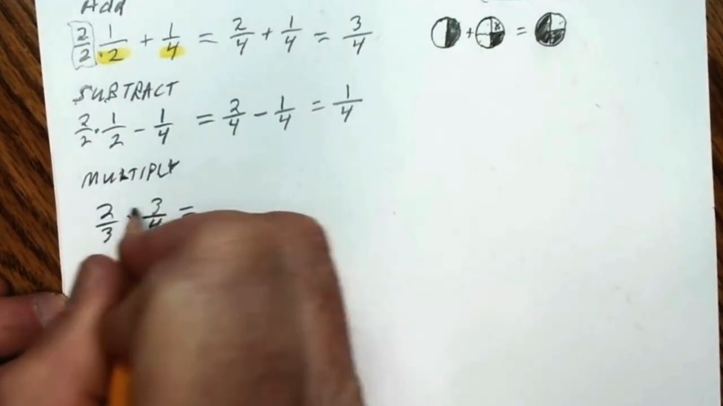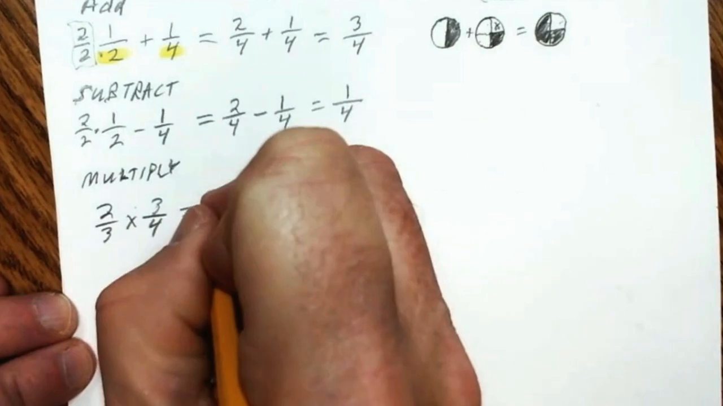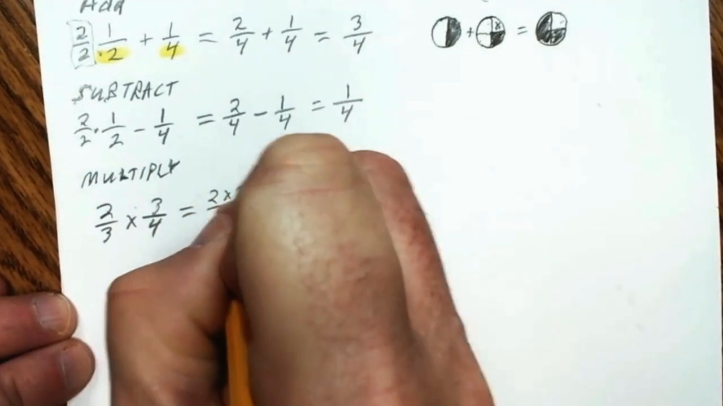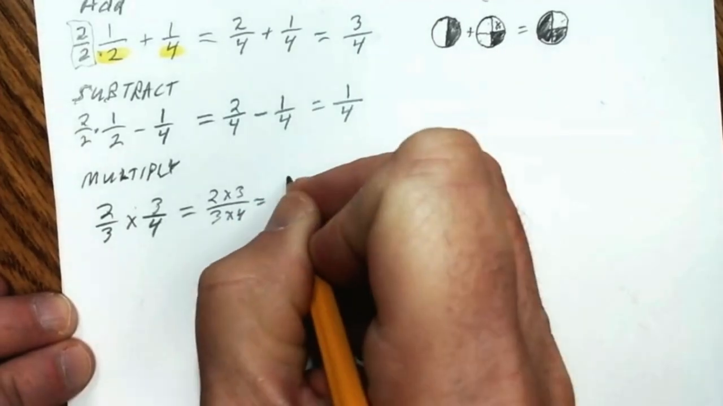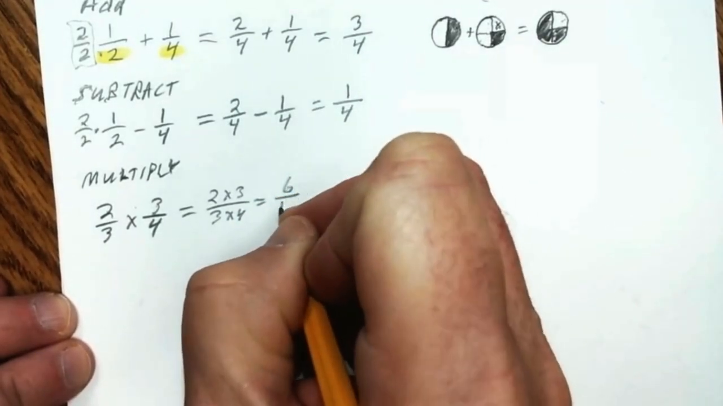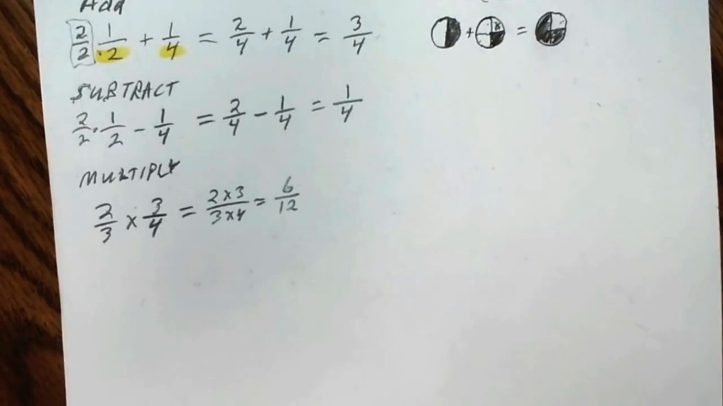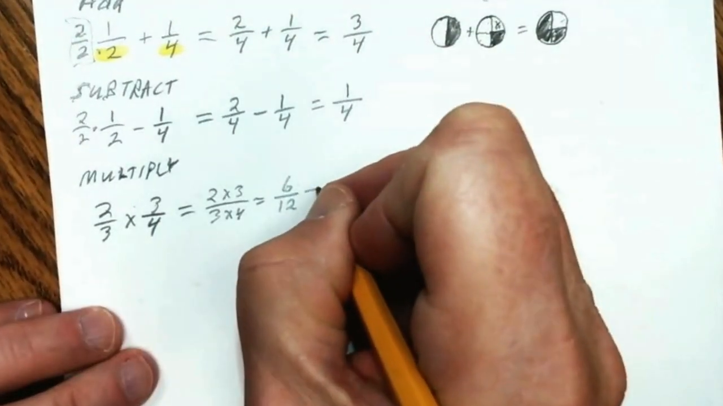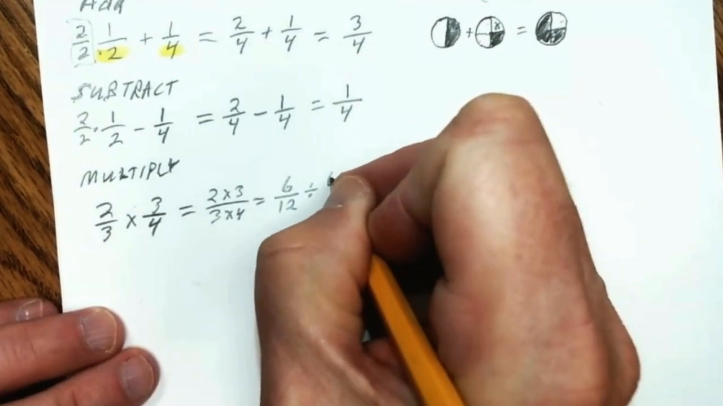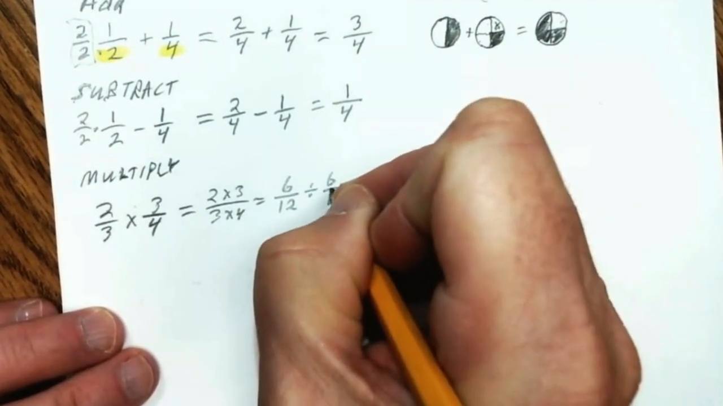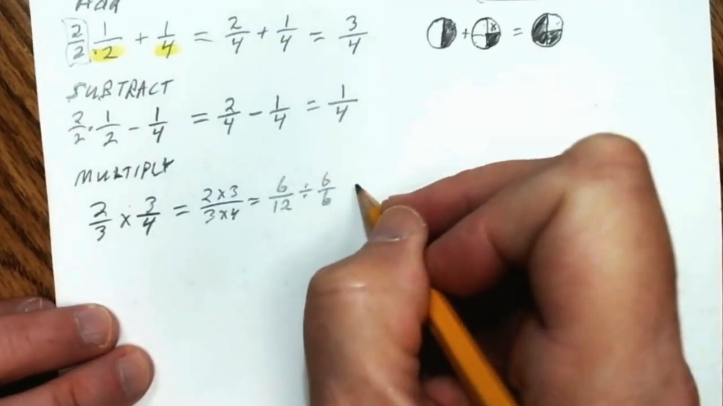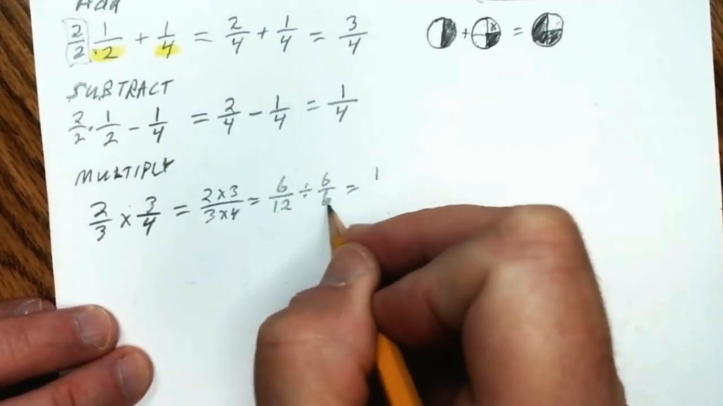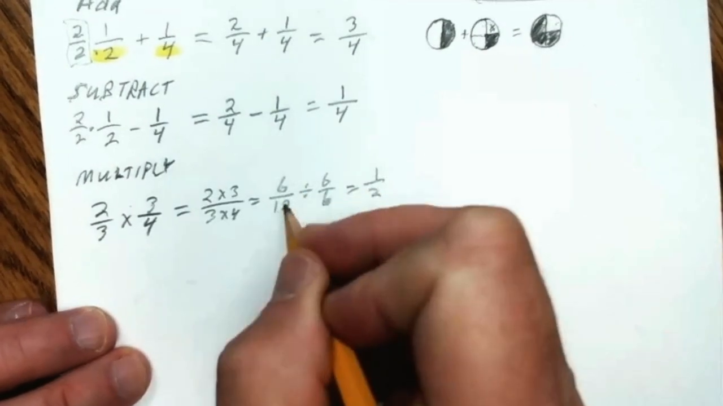Multiplying, you just multiply 2 times 3. That's 2 times 3 and 3 times 4. So it's 6/12. We can simplify 6/12 if we divide it by 1, and here's the 1 I'm dividing it by. 6 will divide into both those numbers. So 6 divided by 6 is 1. 12 divided by 6 is 2. 6/12 is the same as 1/2.